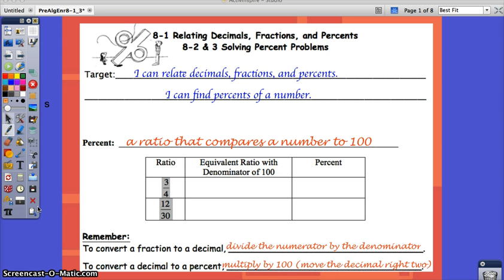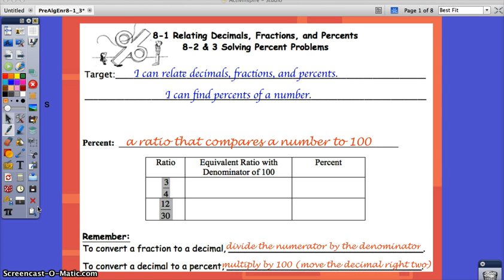And then we'll get into solving problems that deal with percents, whether we're finding the part, the whole, or the percent in each problem. So the lesson will be spread out over a couple of videos. We are covering 3 sections in the pre-algebra textbook. Copy down your targets for today: we're going to relate decimals, fractions, and percents, and we're going to find percents of a number. Whenever you're done writing that, let's move on to the notes.